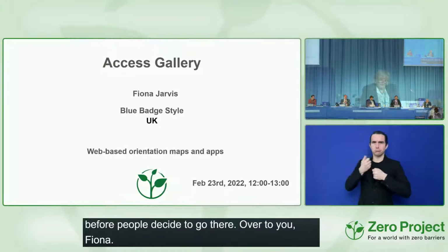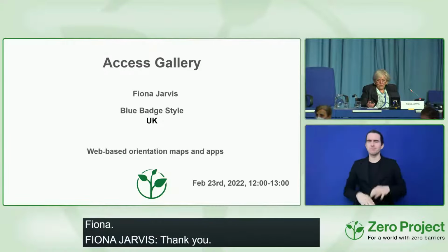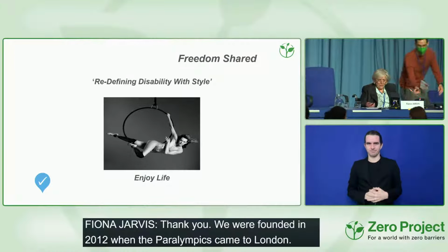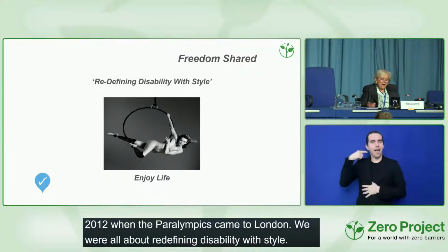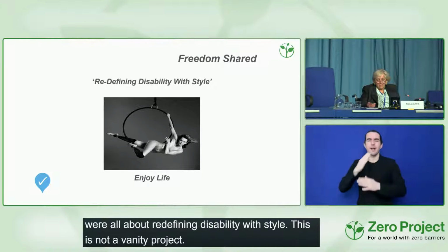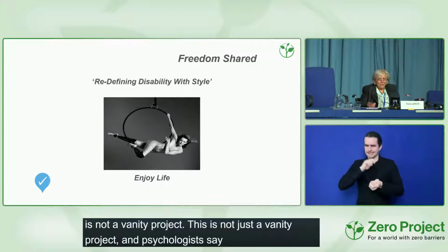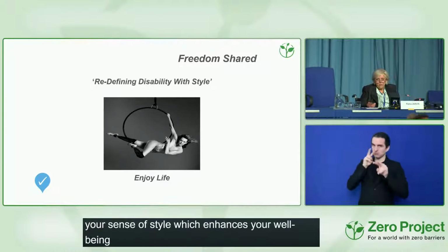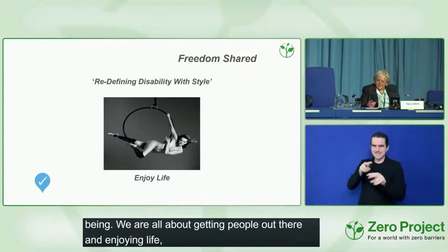I'm from Blue Badge Style, founded in 2012 when the Paralympics came to London. We're all about redefining disability with style. This is not just a vanity project. Psychologists say that when your body doesn't work, the one thing you can control is your sense of style, and therefore it enhances your well-being. We're all about getting people out there and enjoying life, a freedom that should be shared. I just want to state that is not a picture of me on the trapeze.